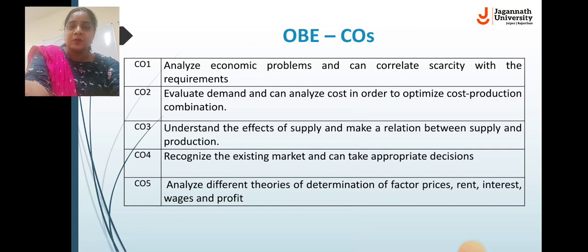Now, the fifth outcome of this course would be to analyze different theories of the determination of factor prices: rent, interest, wages and profit. See, there are many factors of production.